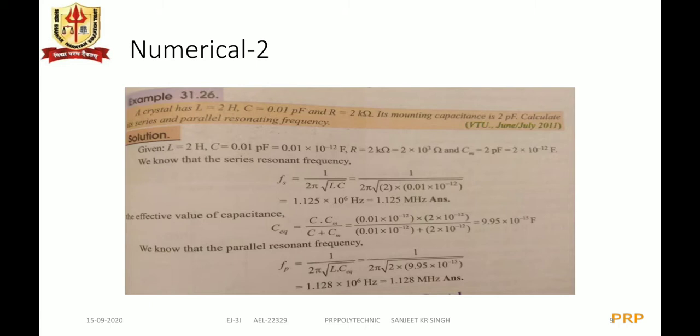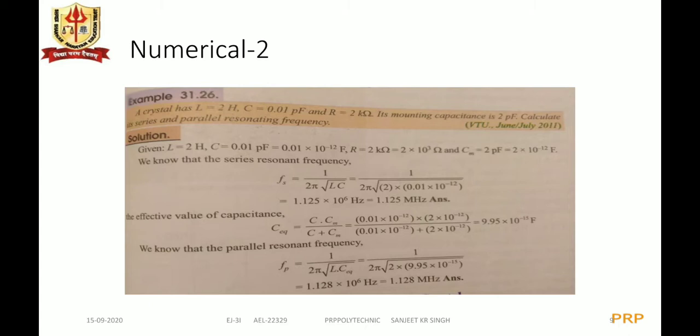frequency. So Fs is equal to 1 upon 2 pi root over LC, and substituting the value of L as 2 and C value as 0.01 into 10 raised to minus 12, we get the series resonant frequency as 1.125 megahertz. The equivalent capacitance of the two capacitances, C value 0.01 picofarad and the mounting capacitance as 2 picofarad, will be the product of the two, C1 into C2 by C1 plus C2. So we get 9.95 into 10 raised to minus 15 farad.